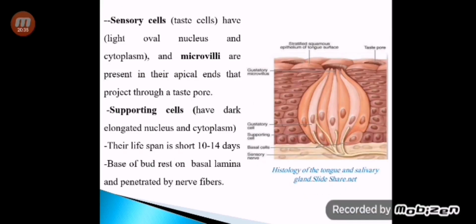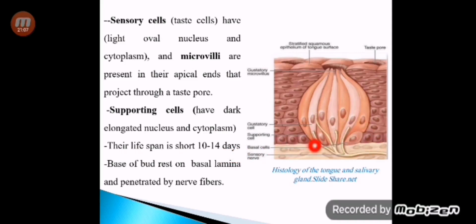The sensory cell, or taste cell, or gustatory cell, has a light oval nucleus with light cytoplasm, and the microvilli present on their apical surface project through the taste pore. The other cell is the supporting cell, which has a dark elongated nucleus and dark cytoplasm, present between the taste cells supporting them. Their lifespan is very short, about 10 to 14 days, and they are replaced by the stem cell.